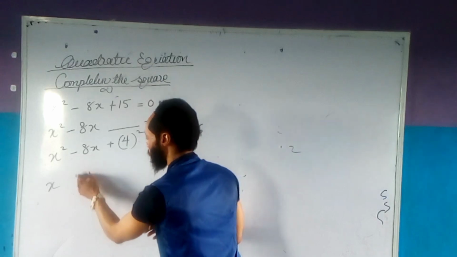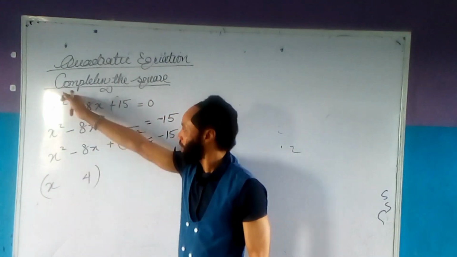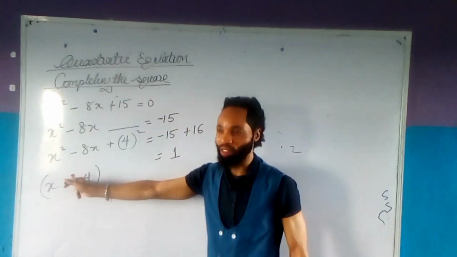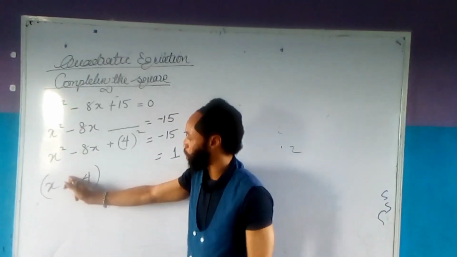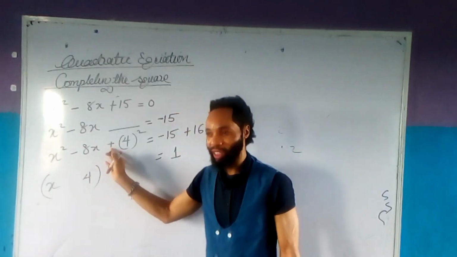X and what? 4. They are 2 squared. So, which sign are we picking? We're picking the sign that we have here, not because it's negative or positive. Whatever sign I came with, so we're going to pick it. Remember, this sign we just added it.